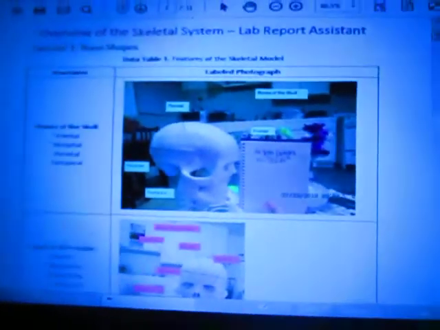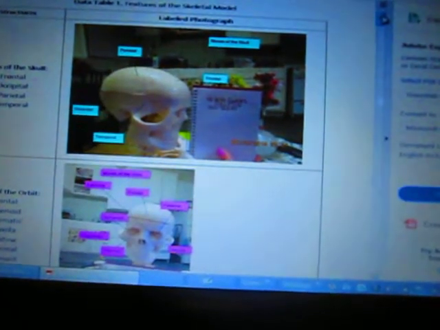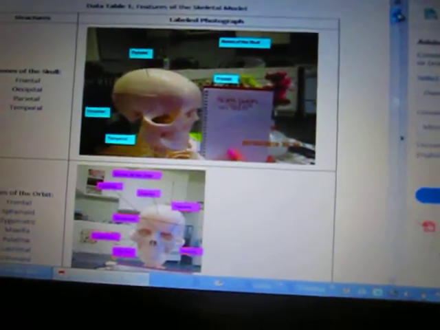And the experiment for today is to label the bones: the long bones, the short bones, the flat bones, and the irregular bones. So I have my lab report, which I did here, which goes over some of the different shapes of the bones. Starting with the head, we have the frontal, occipital, parietal, and temporal. We have the bones of the orbit: the frontal, sphenoid, zygomatic, maxilla, palatine, lacrimal, and ethmoid.